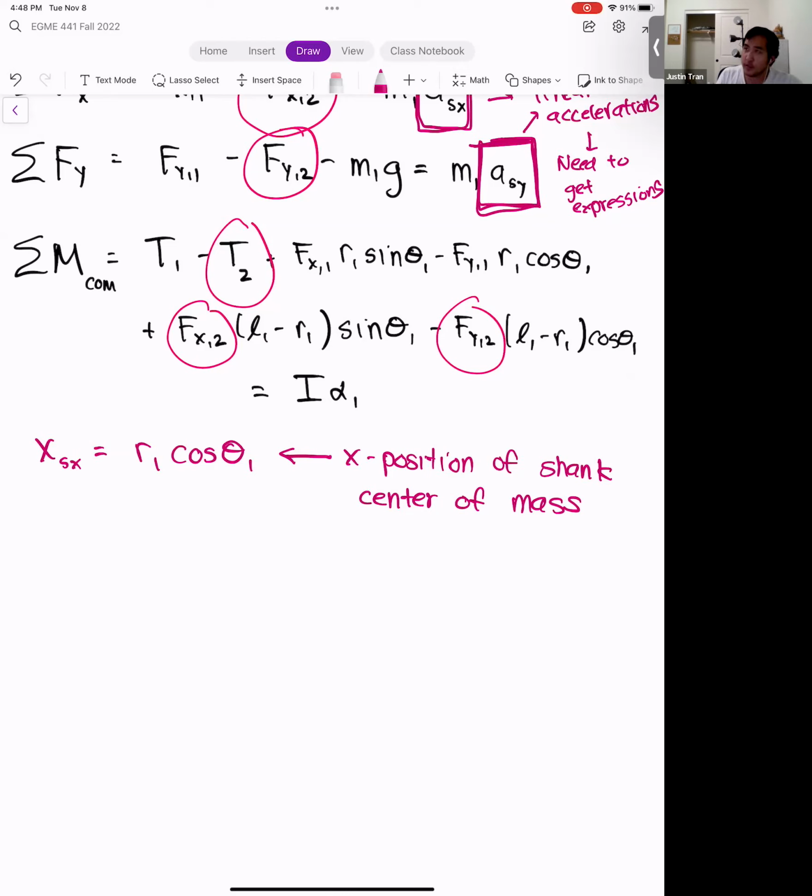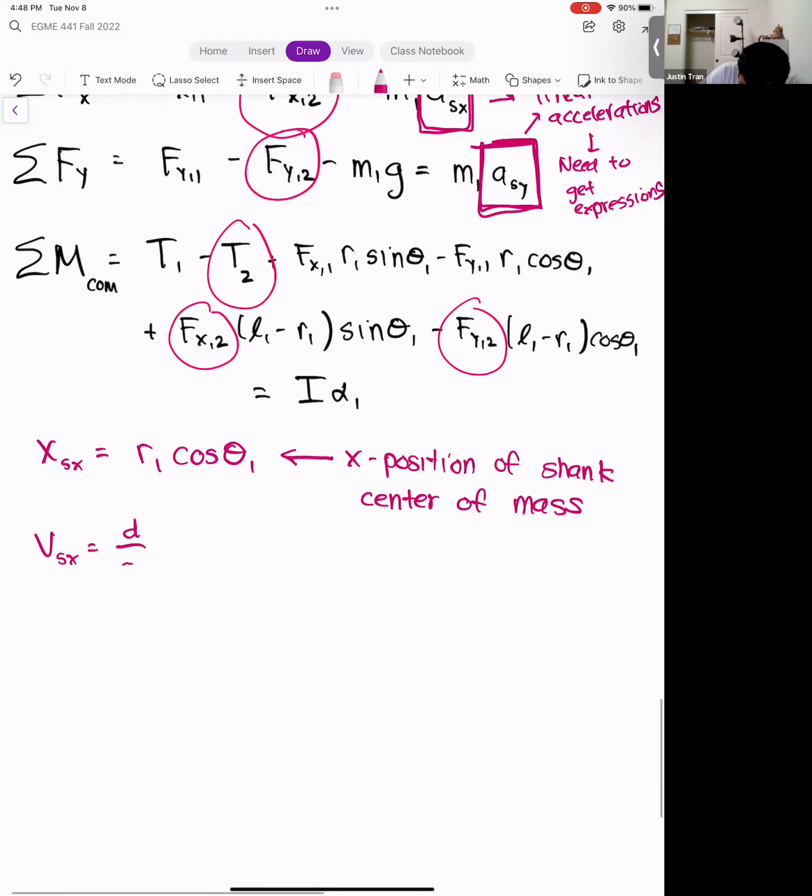From here I'm going to start taking derivatives with respect to time. So VSX, the velocity of the shank in the x direction, is going to be the derivative with respect to time of XSX. Kind of a tongue twister there. If we take the derivative of this with respect to time, r1 is just the length along the shank to the center of mass, and so that's not going to change.